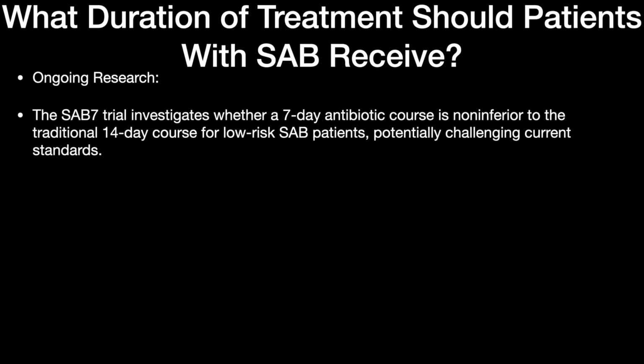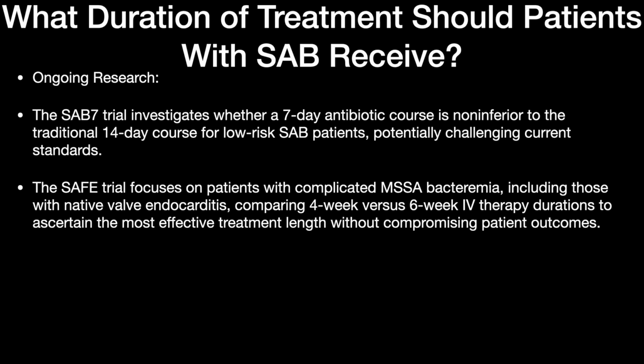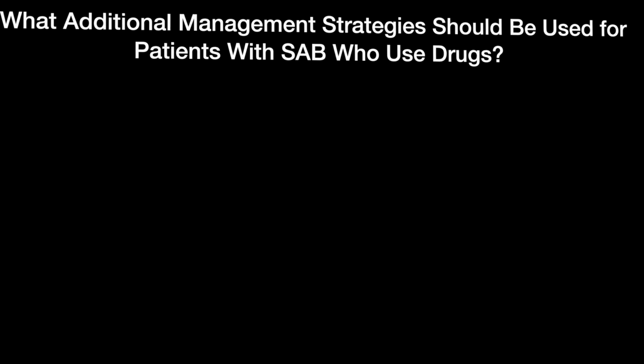Among ongoing research, the SAB-7 trial investigated whether a 7-day antibiotic course is non-inferior to a 14-day course. The SAFE trial focuses on patients with complicated MSSA infection, including those with native valve endocarditis, comparing 4-week versus 6-week therapy to ascertain the most effective treatment length for patient outcomes. The results from these trials are eagerly awaited, as they promise to provide evidence-based insight that would lead to updated recommendations on the optimal treatment duration for both uncomplicated and complicated SABs.